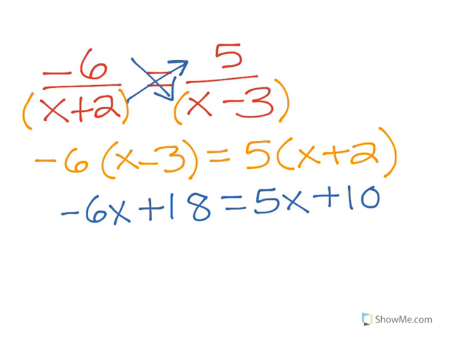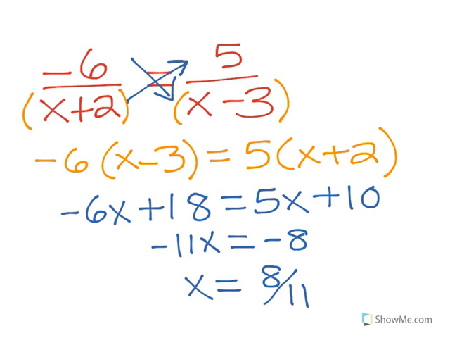After combining like terms on either side, I get negative 11x equals negative 8. So therefore x equals 8 over 11. And you can check your answer by plugging it in for x on either side, and then both sides should be equal to one another.